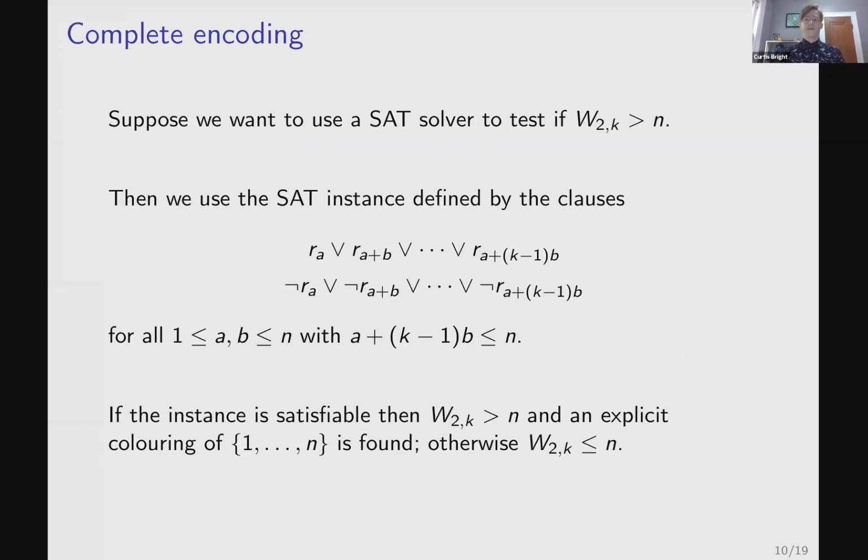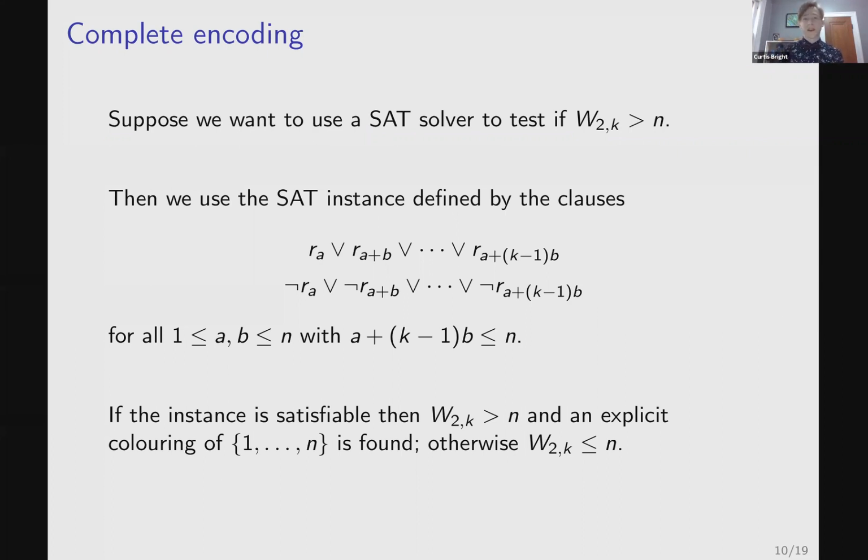So the complete encoding then is as follows. If we're trying to test if W(2,K) is greater than n, then we fix some bound n and we consider all the arithmetic progressions on the range of the integers 1 to n. They're given by these clauses here explicitly. The arithmetic progression starts at a and is separated by a constant difference of b, and then it's in the range from 1 to n. So once we generate all these clauses, we give them to the SAT solver, and the SAT solver looks for a satisfying assignment. If it finds one, then this will define a 0, 1 word of length n, and this gives us a lower bound on the van der Waerden number.